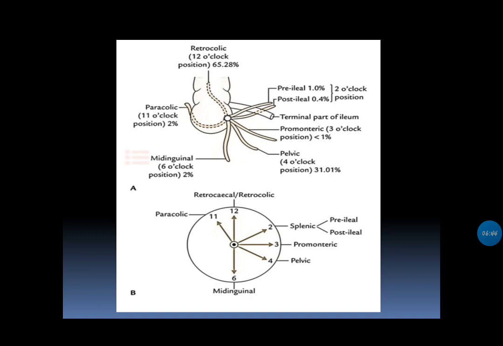The next one is a promontoric position. It is also called 3 o'clock position. And next one is a pelvic position, and it is called 4 o'clock position. And the last position is a mid-inguinal position. It is also called 6 o'clock position, as the appendix here resembles the hour hand striking 6, so it is called 6 o'clock position.